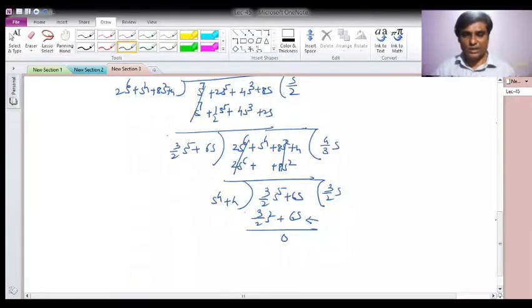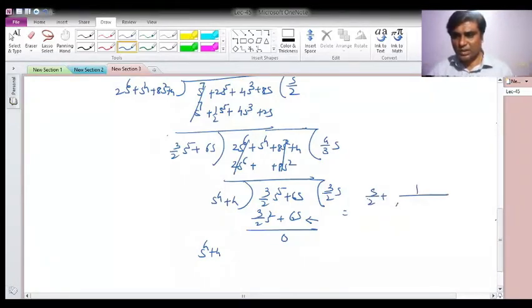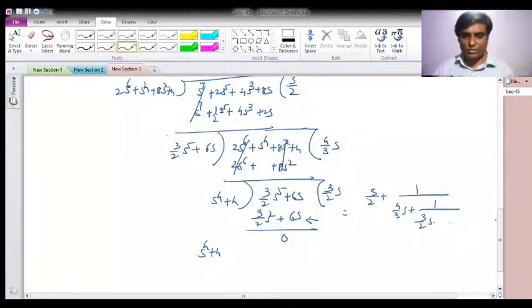Okay, and yeah, I got it here: s raised to 4 plus 4. So what is the continued fraction expansion here? S by 2 plus 1 by 4 by 3s plus 1 by 3 by 2s, and then terminated. Okay, so now if you see this s square plus 4, it can again be factored as s square plus 2s plus 2 and s square minus 2s plus 2.